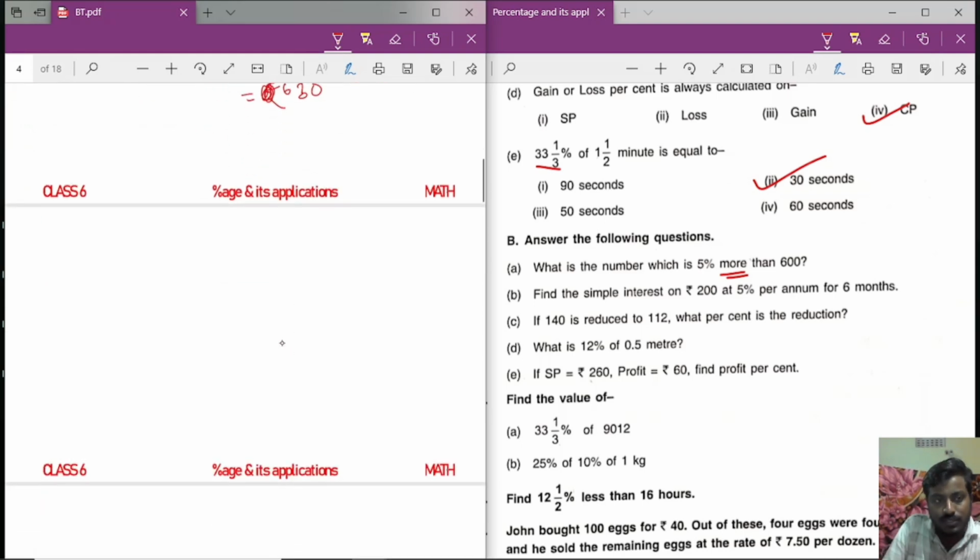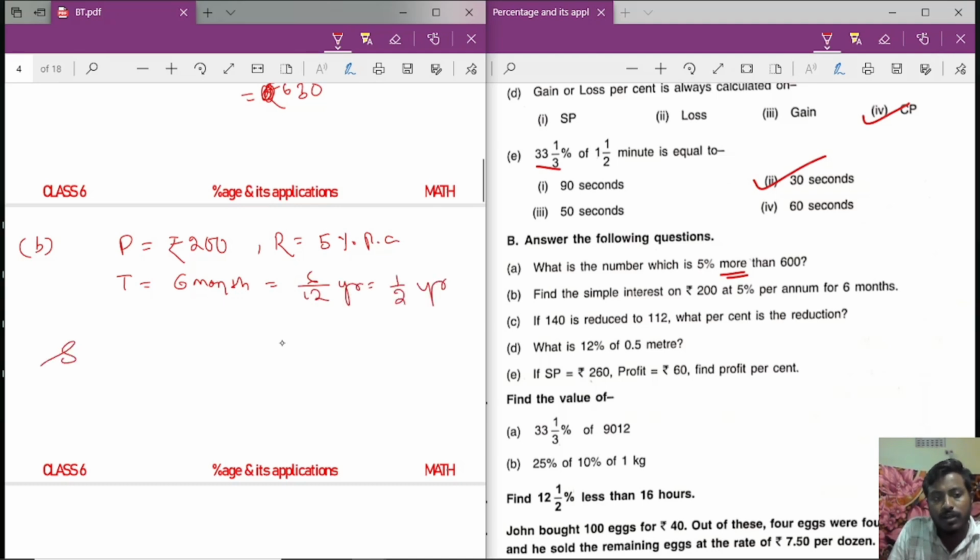Find the simple interest. Okay, solve. So we know the simple interest formula. First write down the given, that is P equal to how much? P means principal, rupees 200. Now write down R equal to rate of interest, that is 5% per annum. Now time period, that is T equal to 6 months. But we know that time is always written in years, that is 6 by 12 year equals 1 by 2 year.